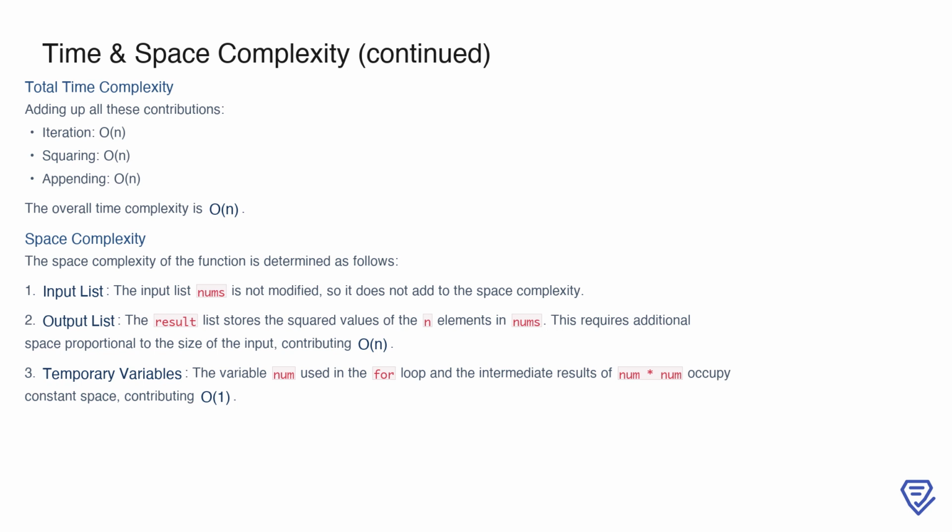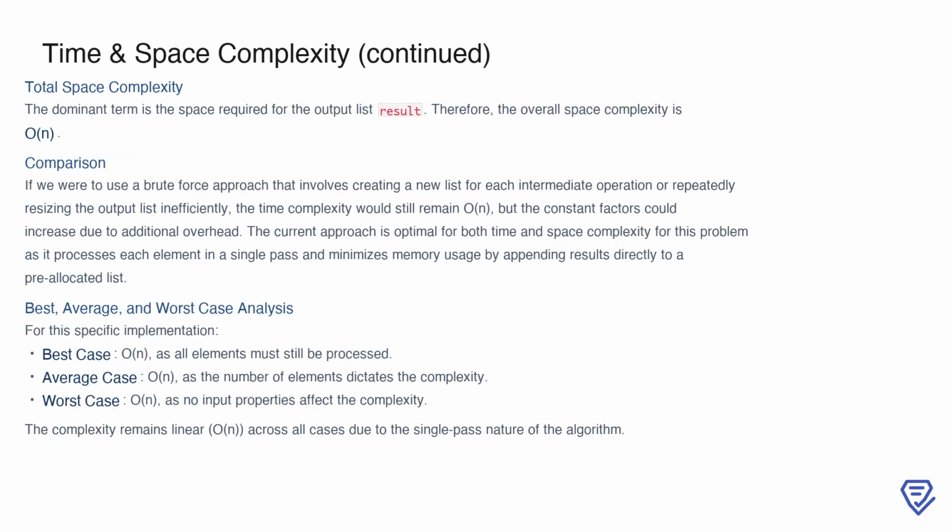These are the main components we consider for calculating the space complexity. When we evaluate the total space complexity, the dominant factor is the space required for the output list result, which scales with the size of the input. This means the overall space complexity is O(n).